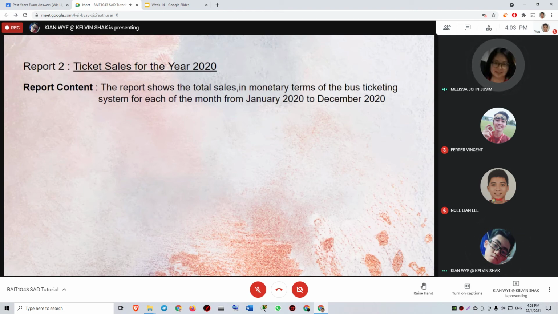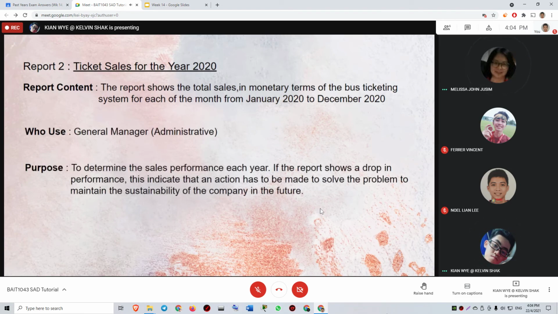Okay. What is your second report? The second report is the ticket sales for the year 2020. The report will show the total sales of the bus ticketing system for each month from January to December 2020. A general manager will be using it, and the data will be used to determine the sales performance each year. If the report shows a drop in performance, indicate the action need to be made to solve the problem and maintain sustainability.